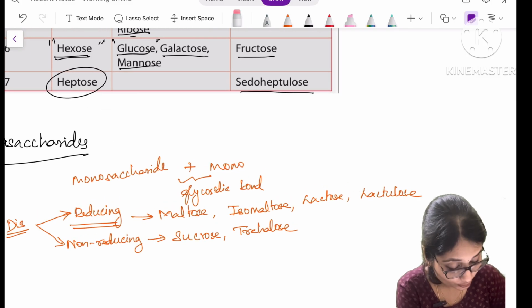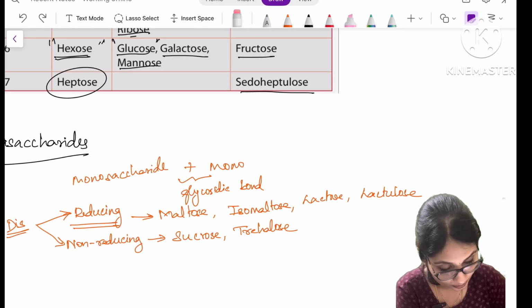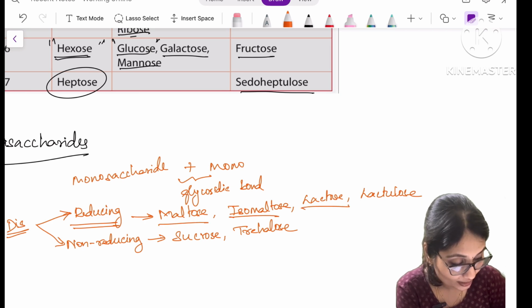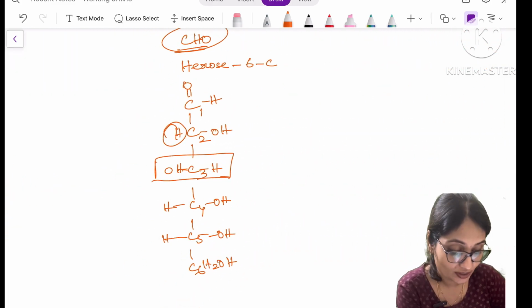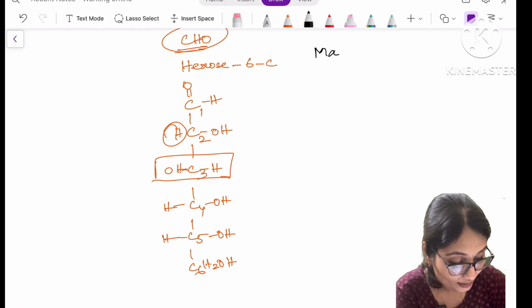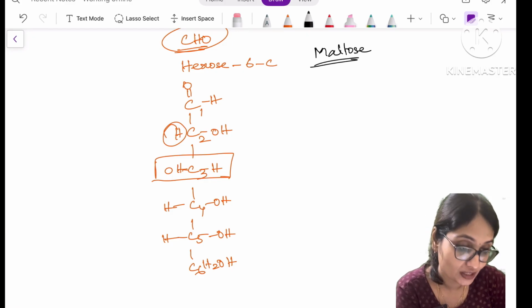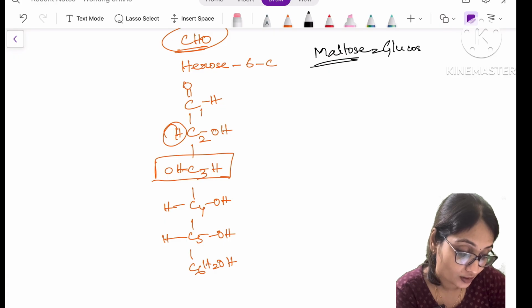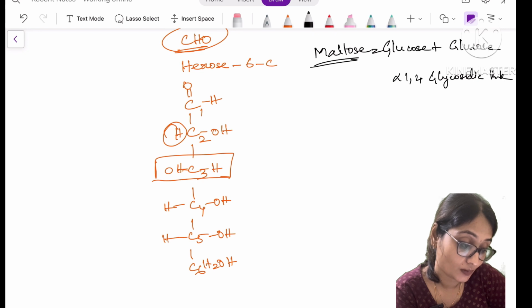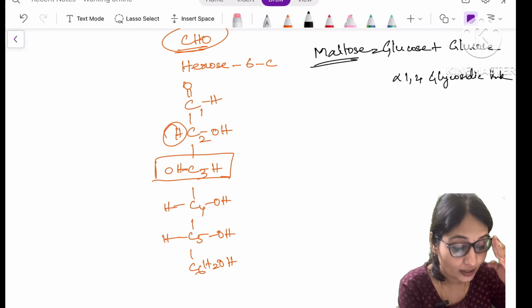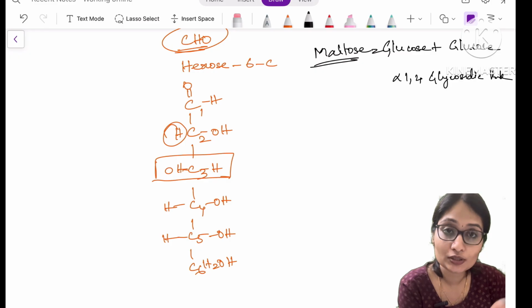Under reducing we have maltose, isomaltose, lactose and lactulose. Let's talk about each of these. Let's begin with maltose. Maltose is a disaccharide, meaning it is made up of two sugar units, right? So what are the two sugar units? Let me draw maltose here. Maltose is a combination of glucose plus another glucose in what is called an alpha 1,4 glycosidic linkage. So let me draw two glucose molecules and next let me draw this glycosidic linkage.